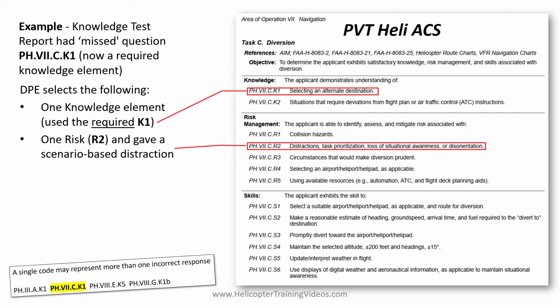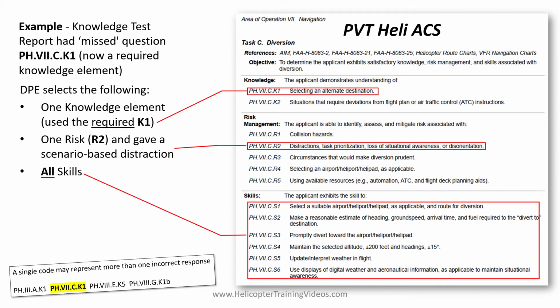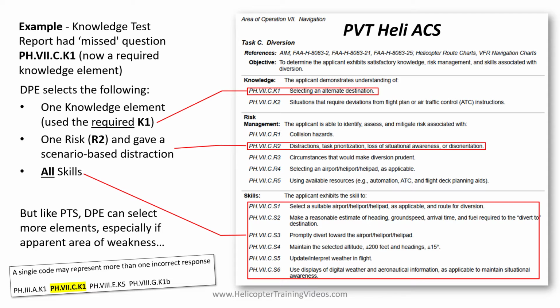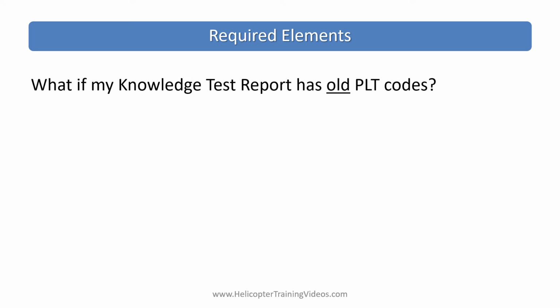One risk element. So they're now going to pick, say, R2 distractions, and they'll try to give you a scenario-based distraction. And of course, all of the skills. That doesn't change. But like I said, they can always ask more, especially if when asking questions there appears to be some weakness that often invites deeper questioning and more elements to be covered.